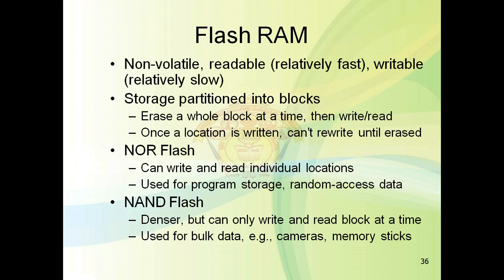This type of memory is used in embedded programming. It is used for program storage and for random access of the data. It is used where we need to store data in bulk, but the access time is more, and hence this type of memory is used in cameras or memory sticks of personal computers. Okay, so this is about flash RAM.